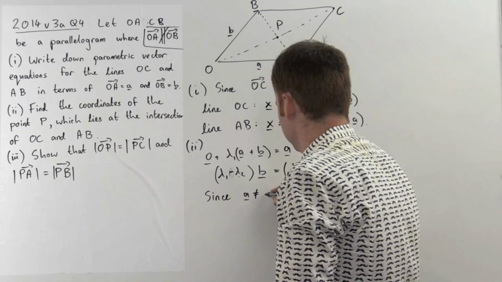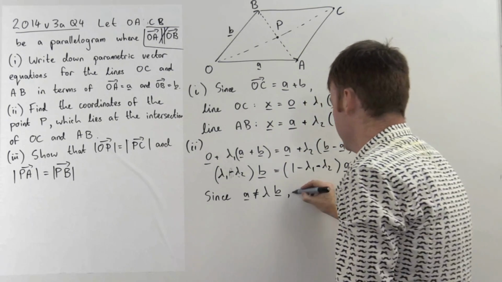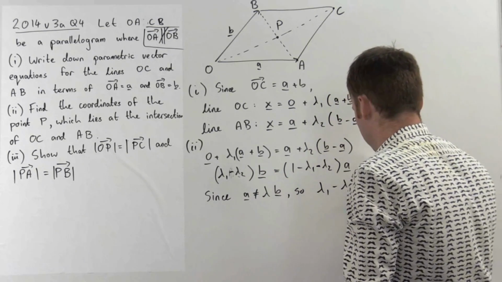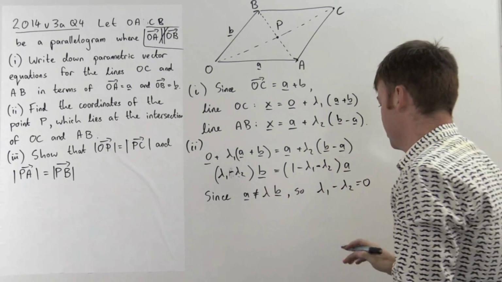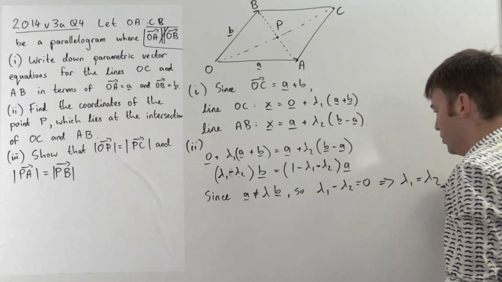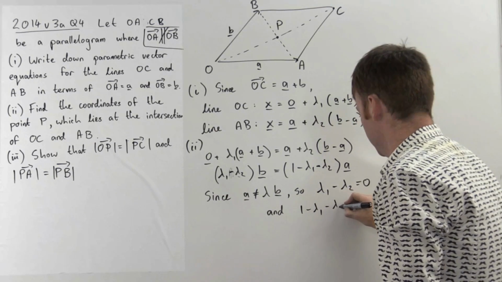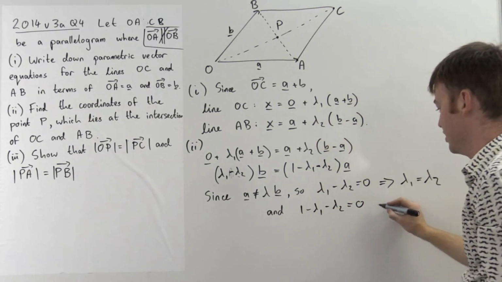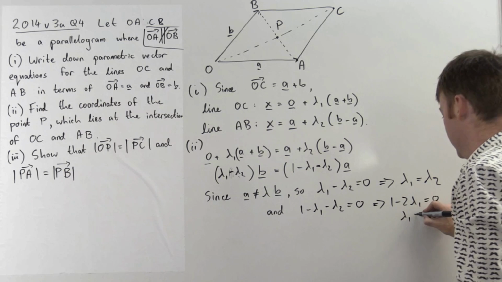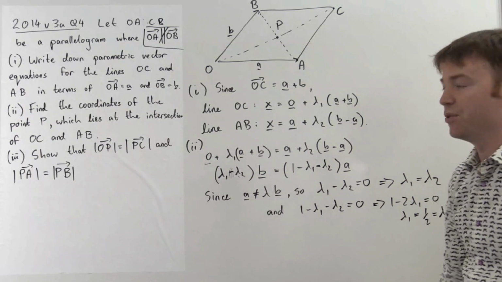See, A cannot be equal to lambda B. You can't have one of these things as a scalar multiple of the others. So this thing is equal to 0. So this has to be 0, and this also has to be 0. This one implies that lambda 1 is equal to lambda 2, and 1 minus lambda 1 minus lambda 2 is equal to 0, but lambda 1 is lambda 2, so this is like saying 1 minus 2 lambda 1 is equal to 0, so lambda 1 is equal to 1/2, which is equal to lambda 2. So lambda 1 and lambda 2 are both 1/2.